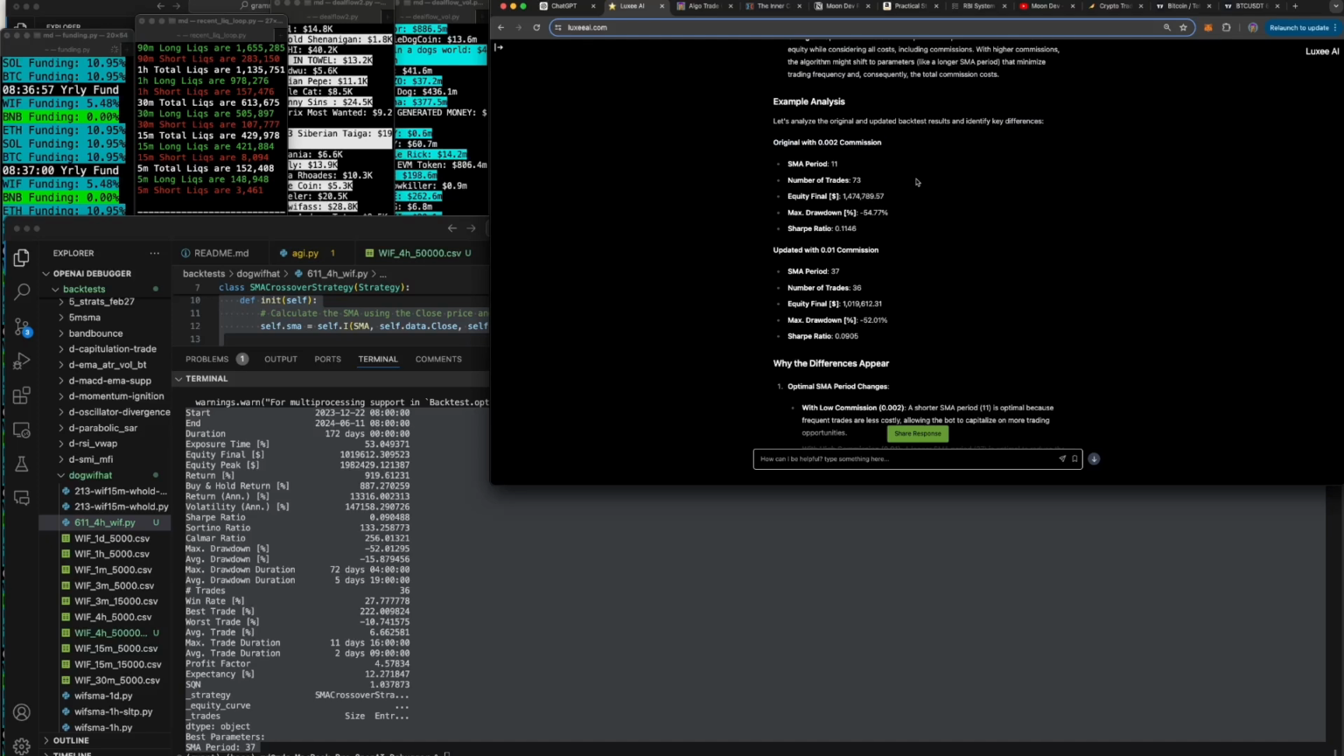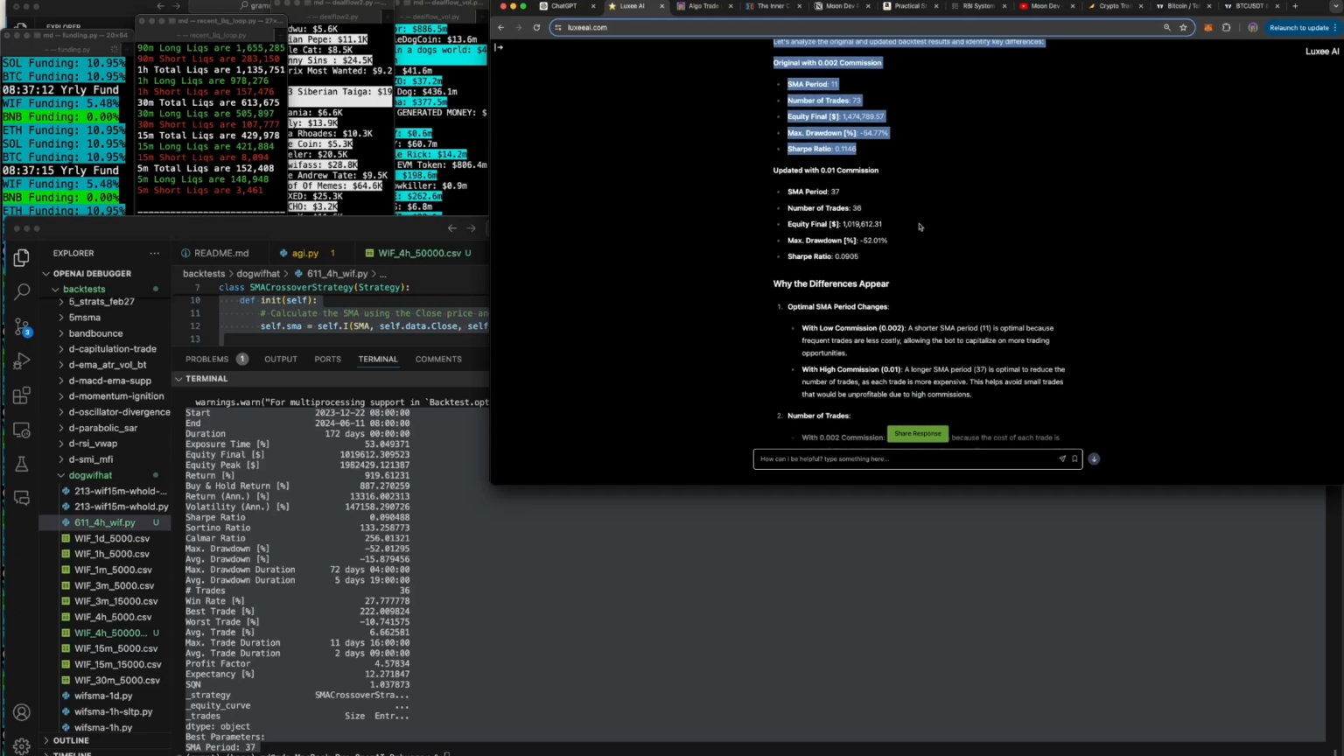If it can get that low of commission, then it's going to say, hey, use the SMA 11. Just a simple SMA crossover. Max drawdown will be 54%. Heavy, B. It's heavy. Sharpe ratio trash.